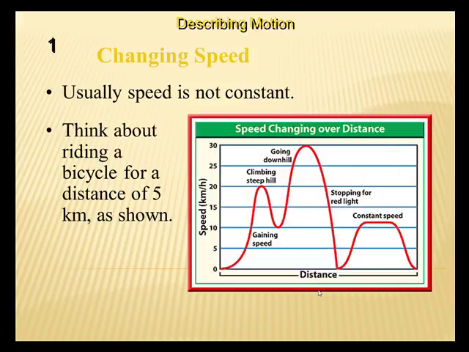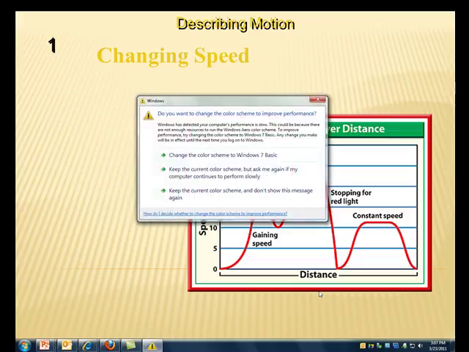Speed is constantly changing. It's rarely ever constant. So if you look at this graph here, which is a distance divided by speed graph, you see when something is gaining speed quickly, when you're climbing a steep hill, your speed is slowed down, you're going downhill, stopping for a red light, and you only ever see constant speed in one place.